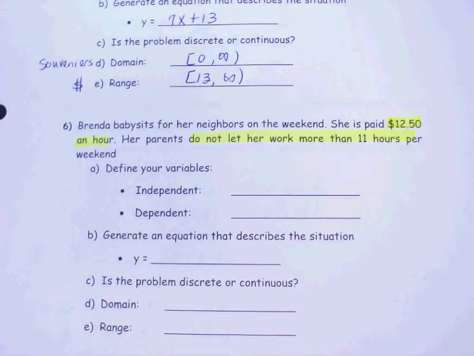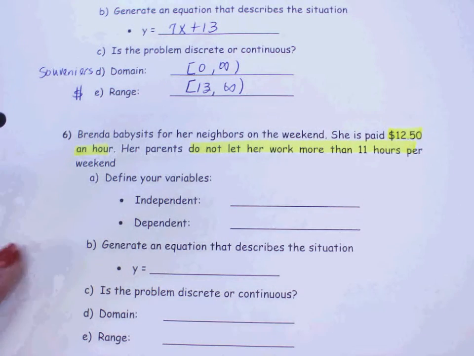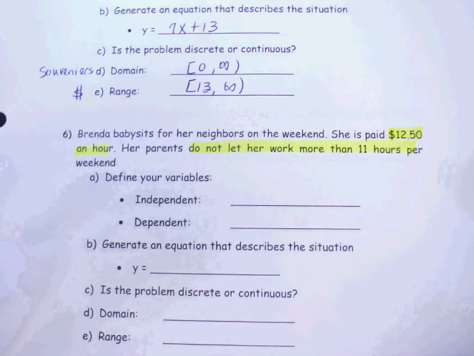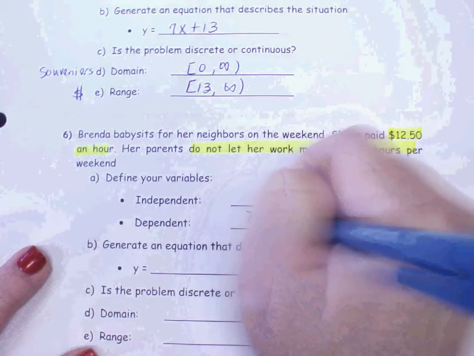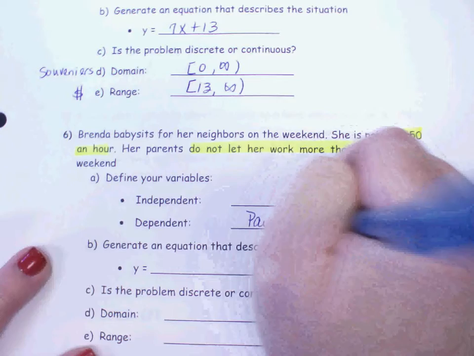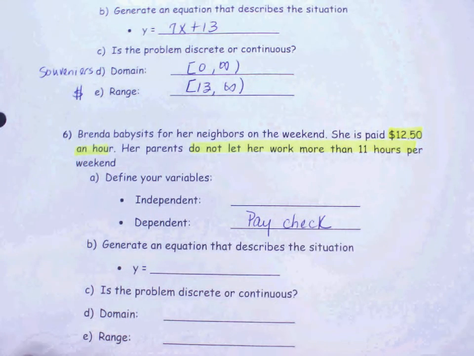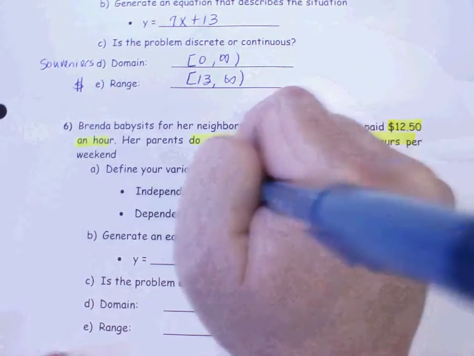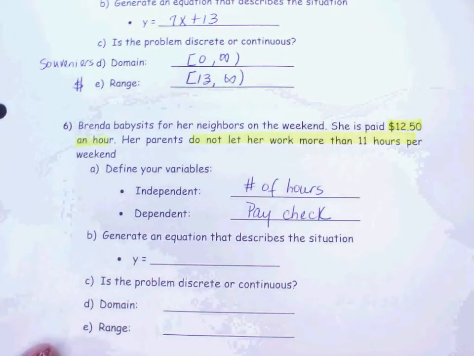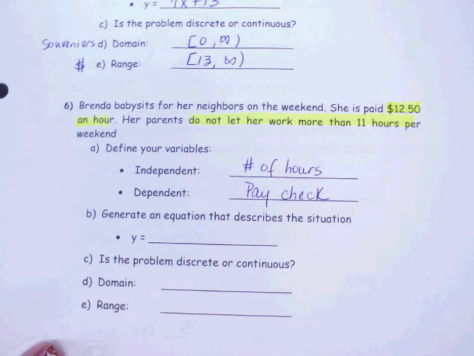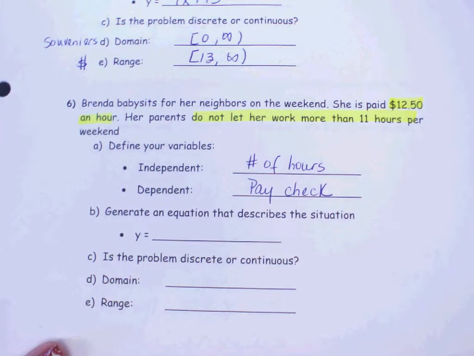All right, 1, 2, 3. Eyes on me. Let's go. Dependent variable. No, it's not cost. Paid. Very good. It's her paycheck. Independent: the number of hours. What's my equation?